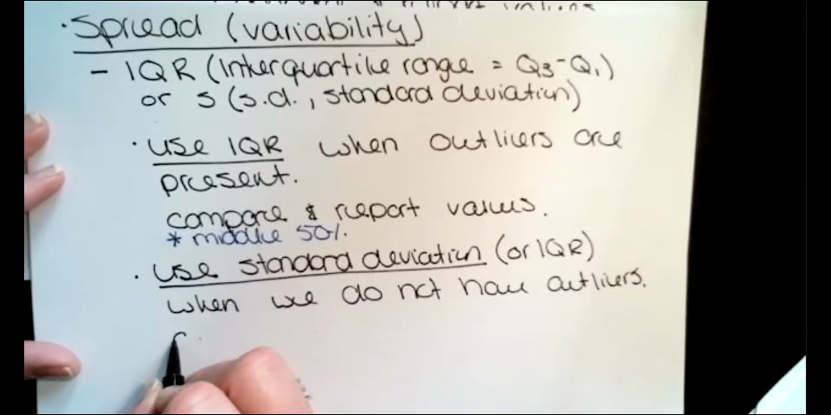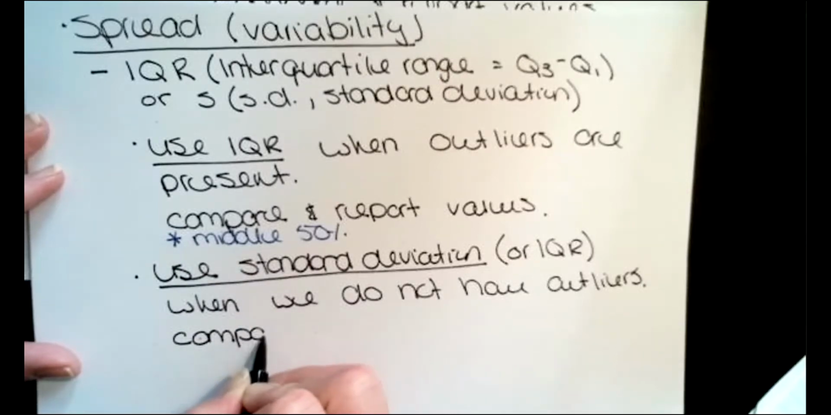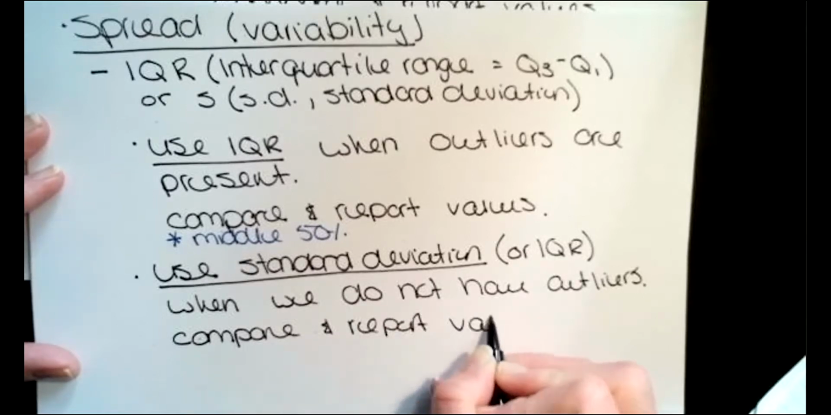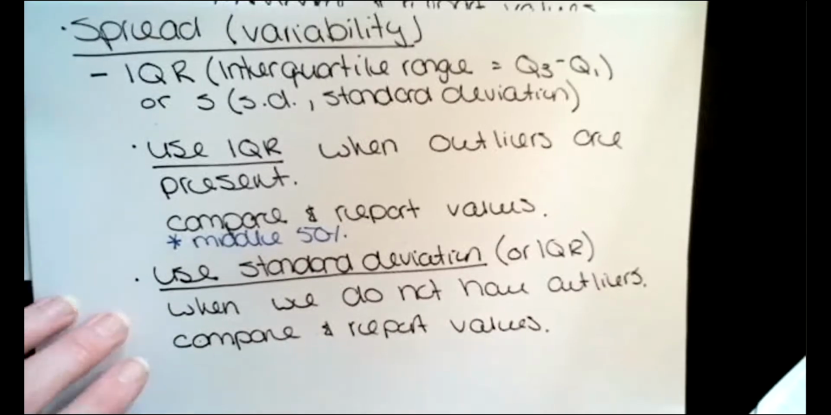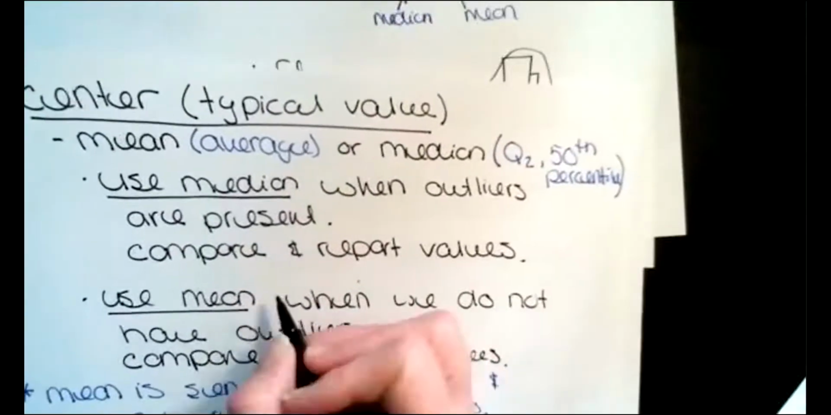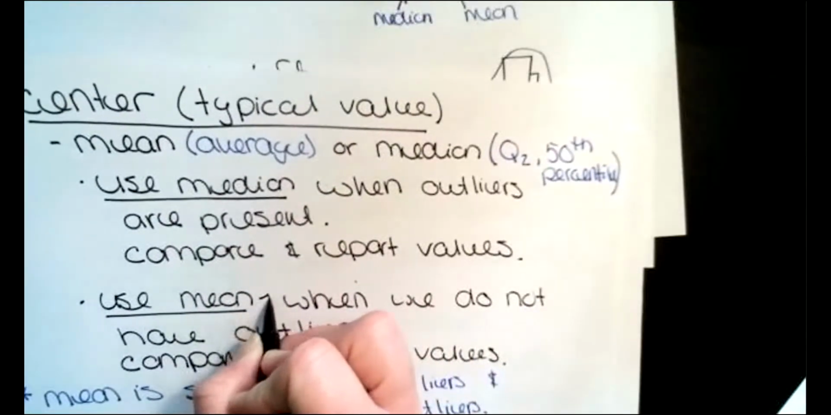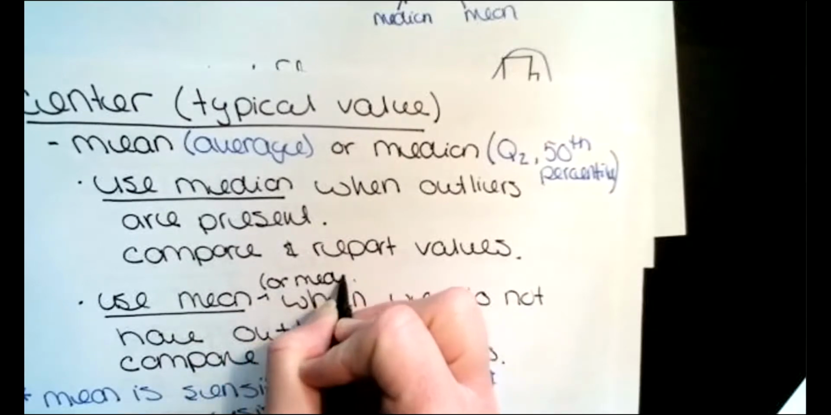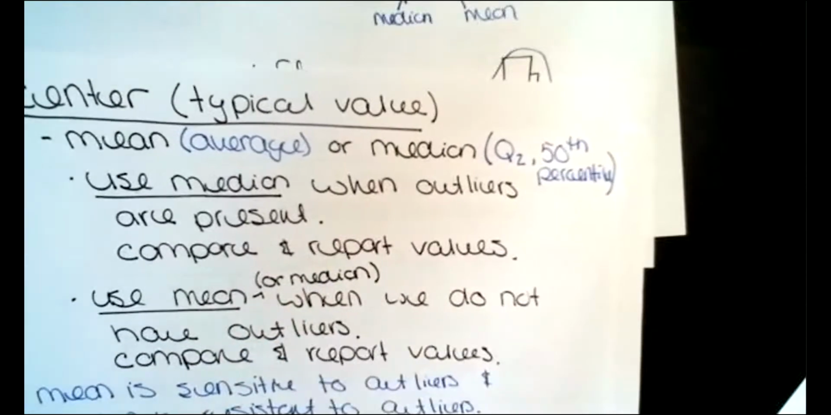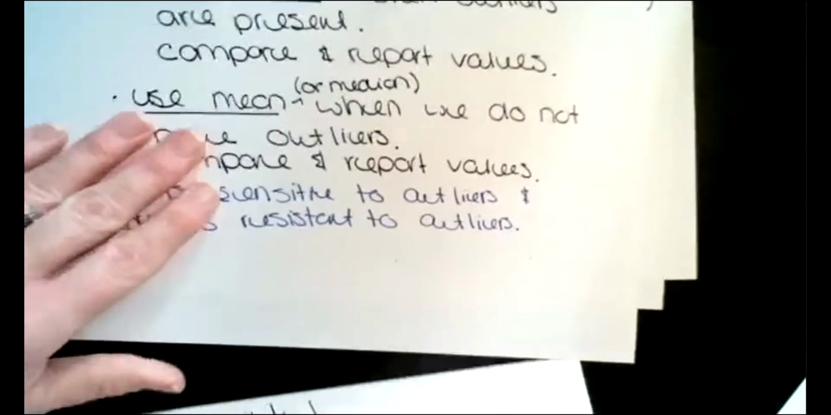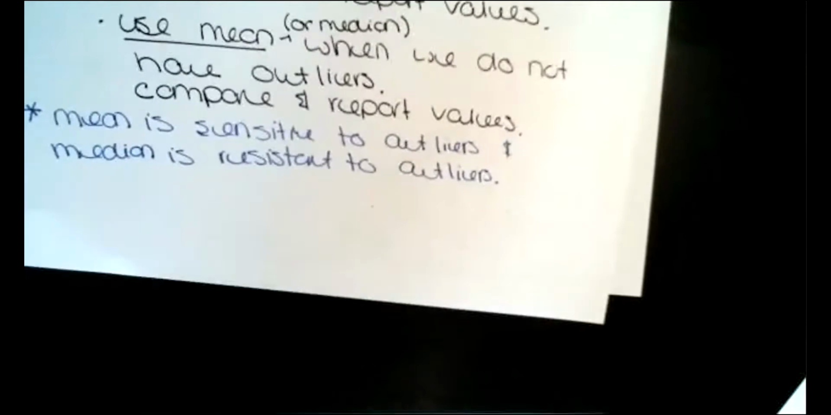So here we're going to compare again and report values. I'm just going to make a change up here in the center one. I'm just going to put right here, use mean, and I'm going to put or median. Really, you can use either, okay? It's just you don't want to use the mean if you have outliers. That's basically what I'm getting at.